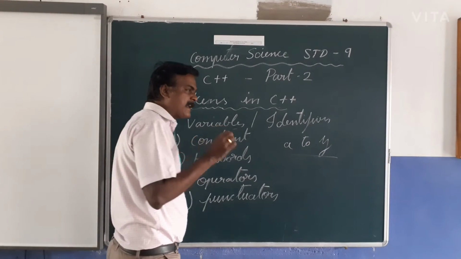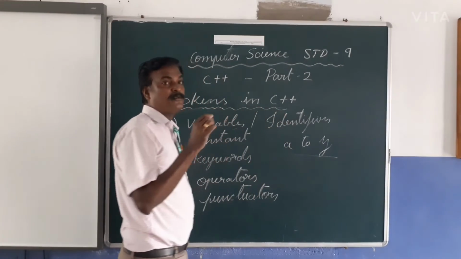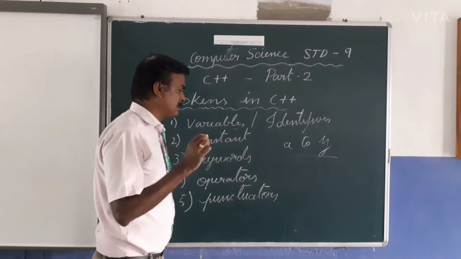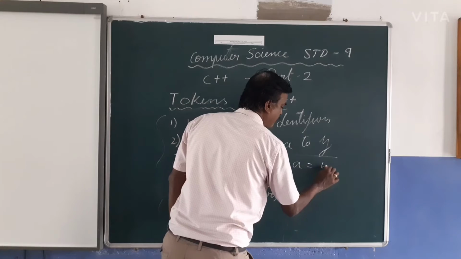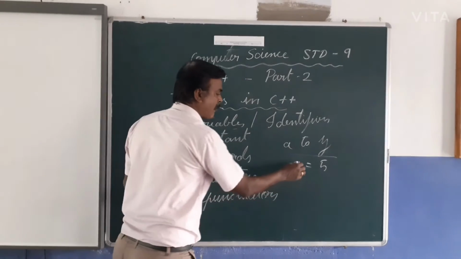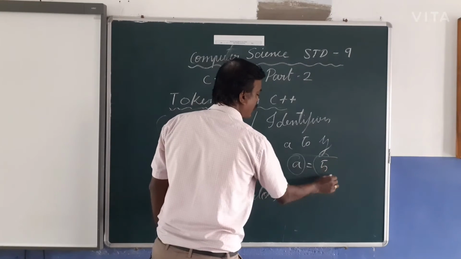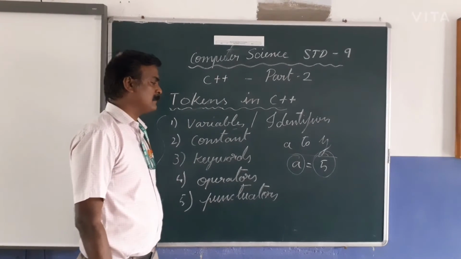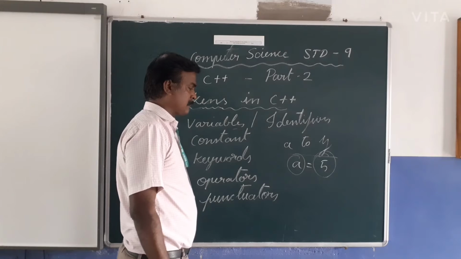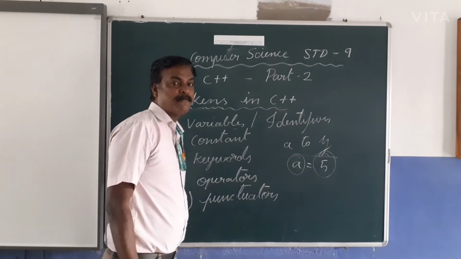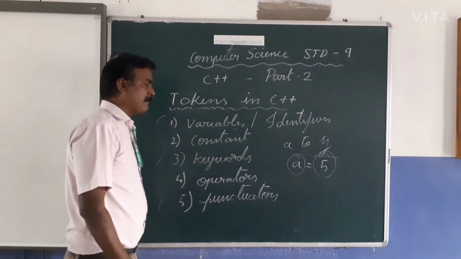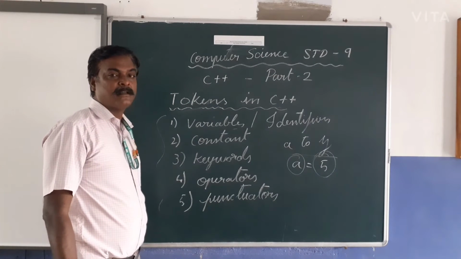So you can give any character using lower case. For example, a equal to 5. Here a is called a variable, 5 is called a constant. Always a variable should start with an alphabet.